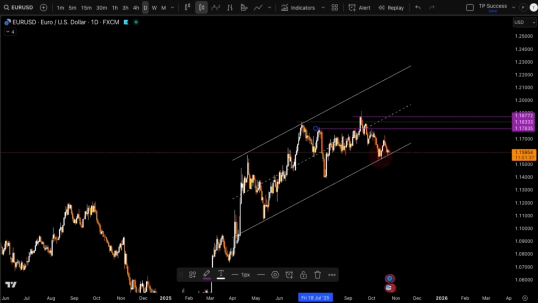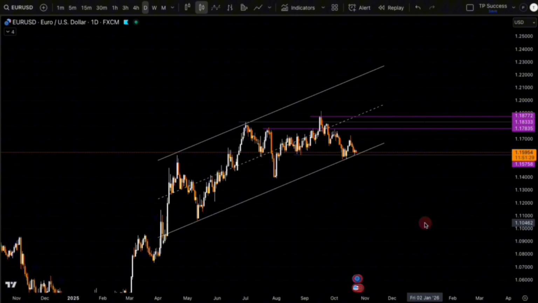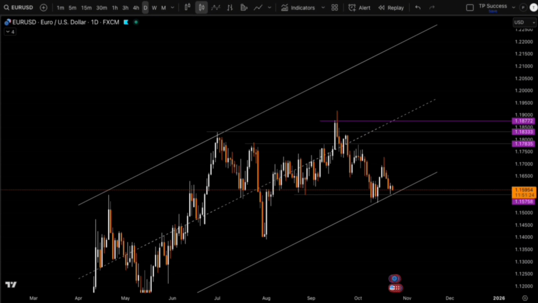And why do I say that? Because it knocked out this support level right here. So we knocked out this support right here, and what is happening, as we can see, is we are getting lower highs, lower lows.